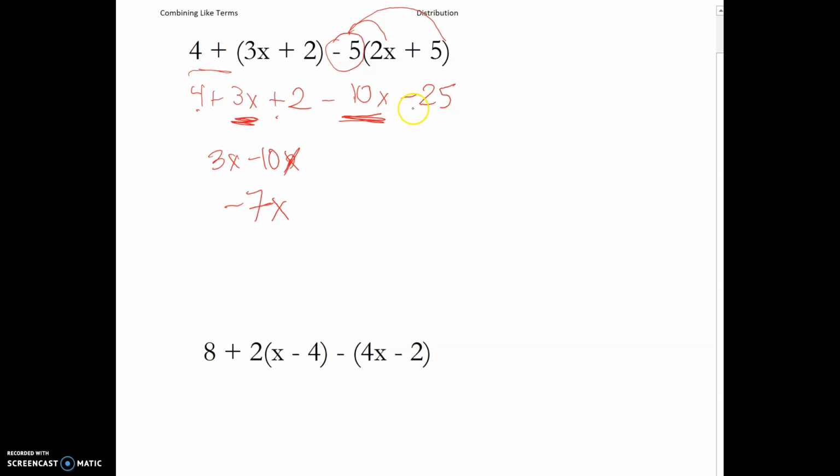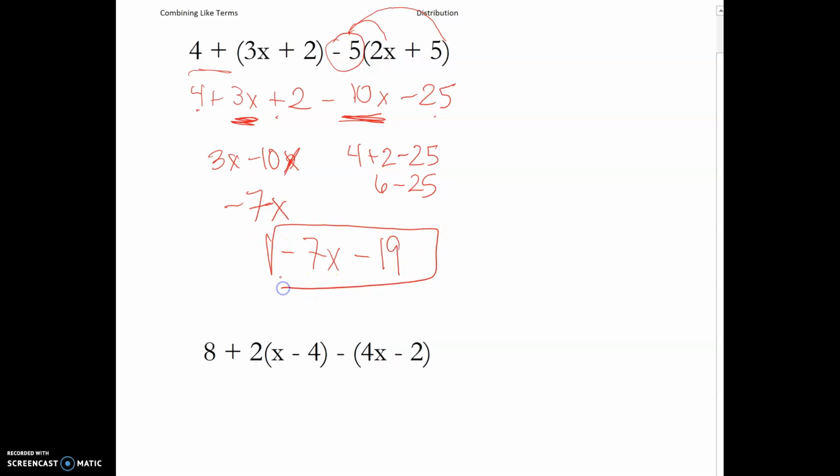4 plus 2 minus 25. Let's add 4 and 2, so we get 6 minus 25. Therefore, our final answer for the first one is negative 7x minus 19.